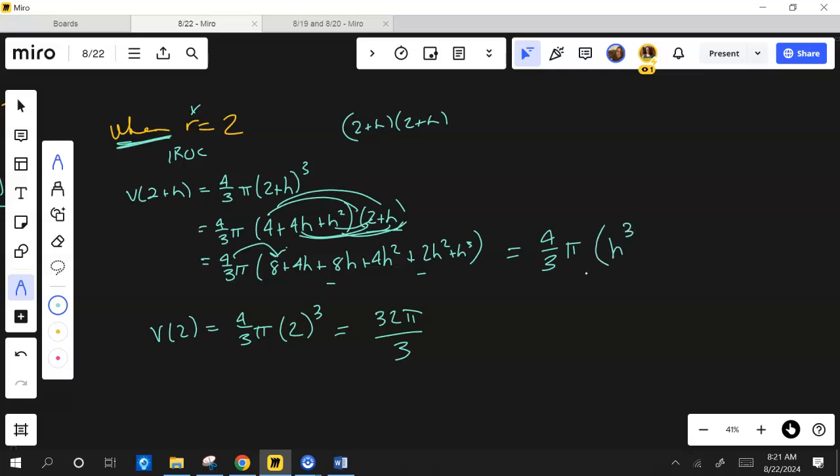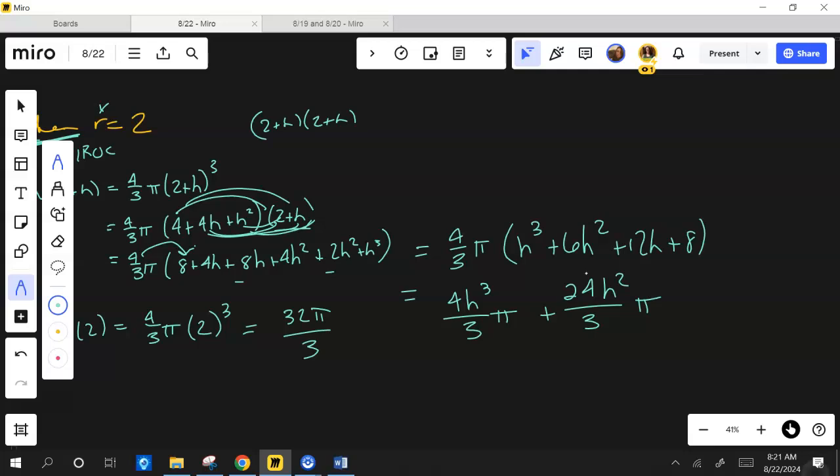I'm going to put this in standard form. So it's a little 6h squared plus, is this what y'all got? 4h cubed over 3 pi plus 24h squared over 3 pi plus, oh look, that simplifies, that's 8. This also simplifies from 16. Is that right? Yeah, 8h squared pi. And then plus 32 over 3 pi.